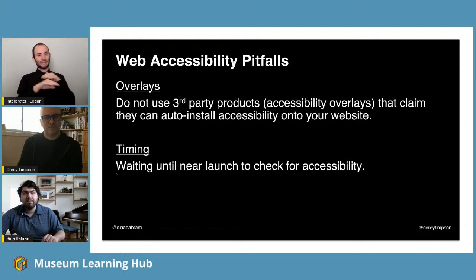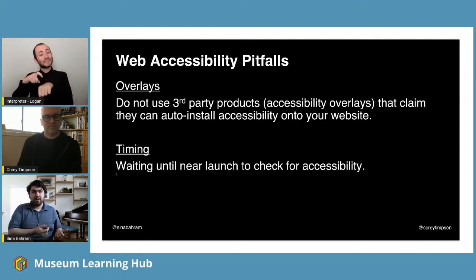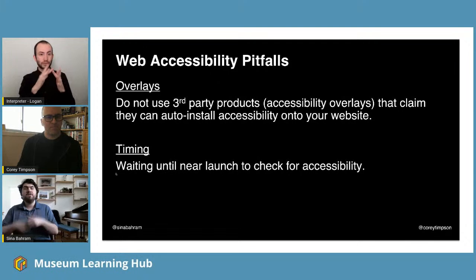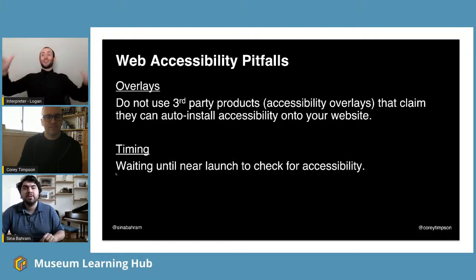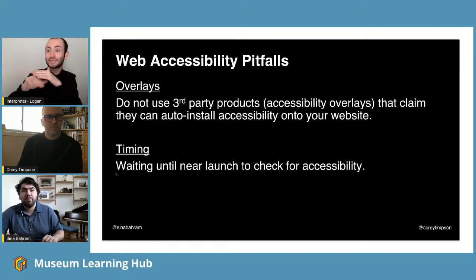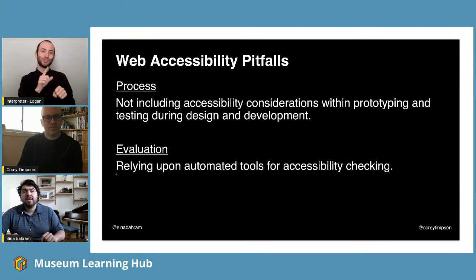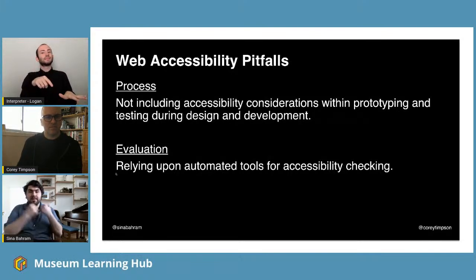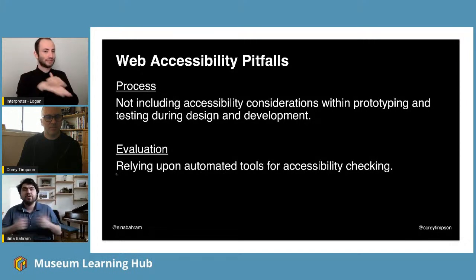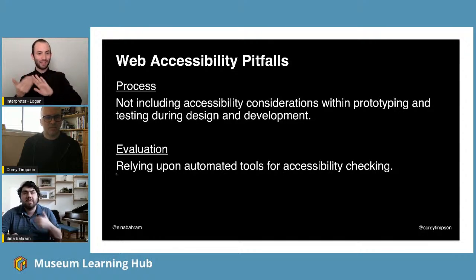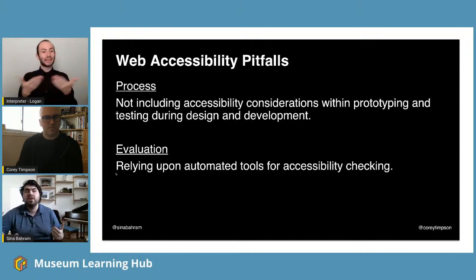The other thing is timing. When you have a website project, a digital project, even if you're producing documents, don't wait until the end to check the accessibility. Make sure that you're incorporating accessibility and inclusive design at the beginning of the process. Not including accessibility and inclusive design during testing and development is where things tend to break down, right?